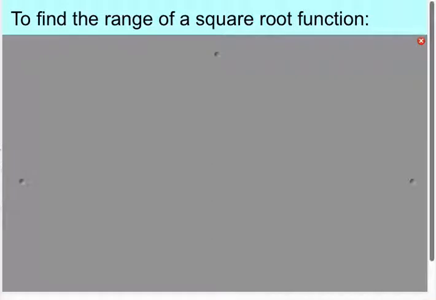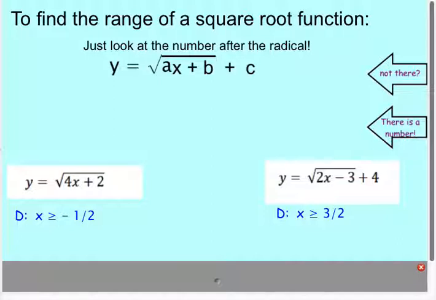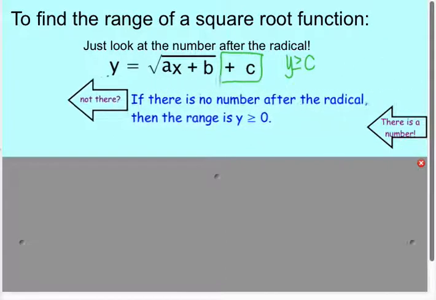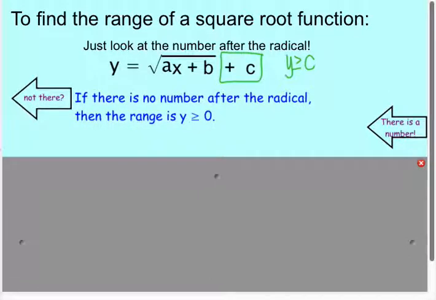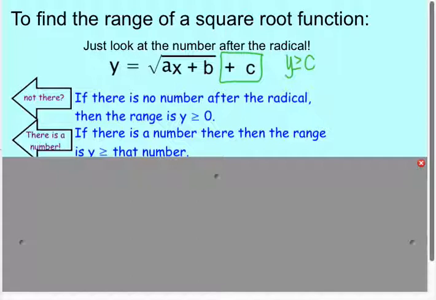The next thing you need to talk about is how to find the range. You just look at the number after the radicand. So in this case, the number after the radicand, or after the square root sign, is your plus c. So my range for this one would be when y is greater than or equal to c. What if it's not there? If there's no number after the radicand, then the range is y is greater than or equal to 0. And if there is a number, then the range is y is greater than or equal to that number.